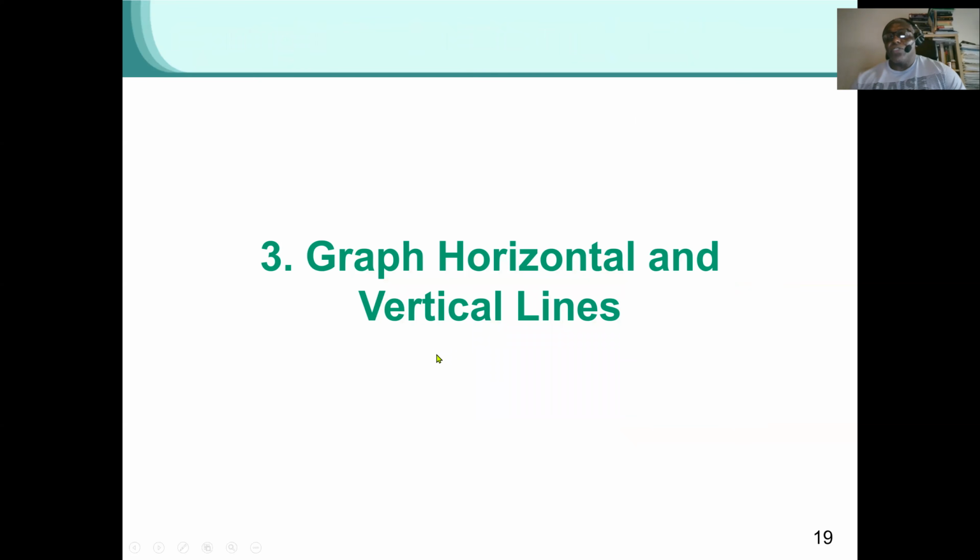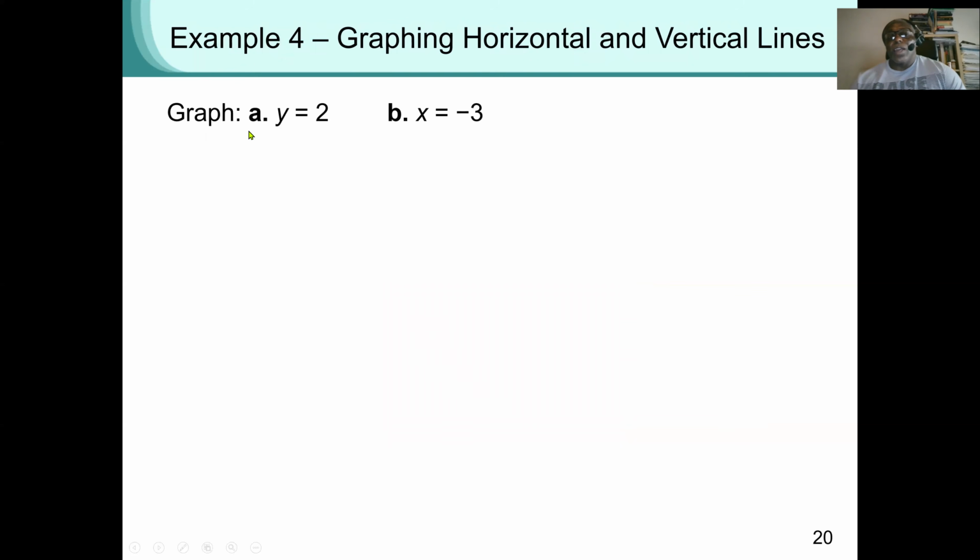Now the next step is graphing horizontal and also vertical lines. And here we have question A, y equals 2, question B, x equals -3. Now, if y equals 2, it means x can be any value. So for y equals 2, we go to the section where y is 2, then we draw our line. When x is -3, we go where x is -3, which means y can be any value, so it gives us a vertical line.